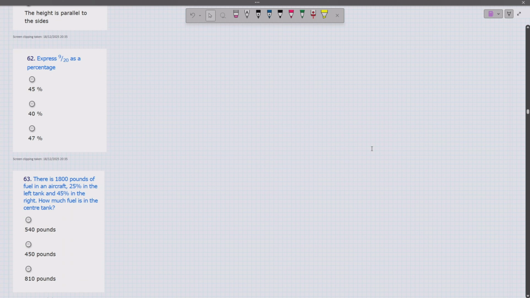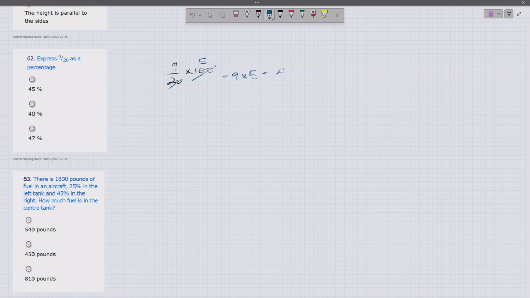Express 9 over 20 as a percentage, so you multiply by 100. So 9 over 20 times 100. 20 goes into 100, that's 5 times. That would give you 9 times 5 equal to 45%.